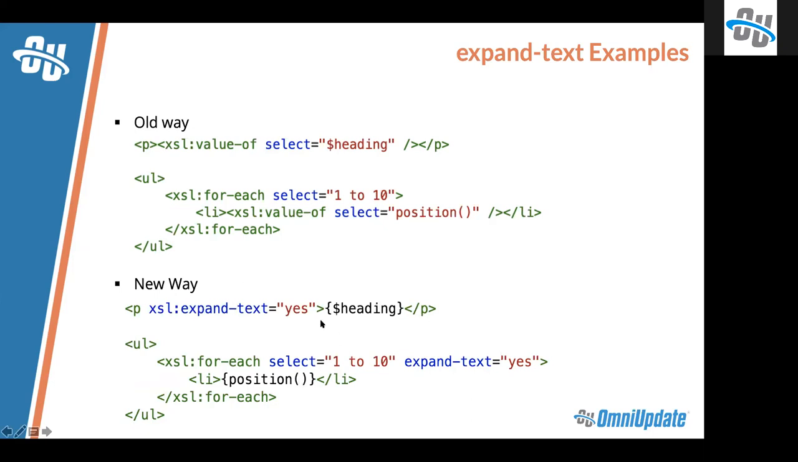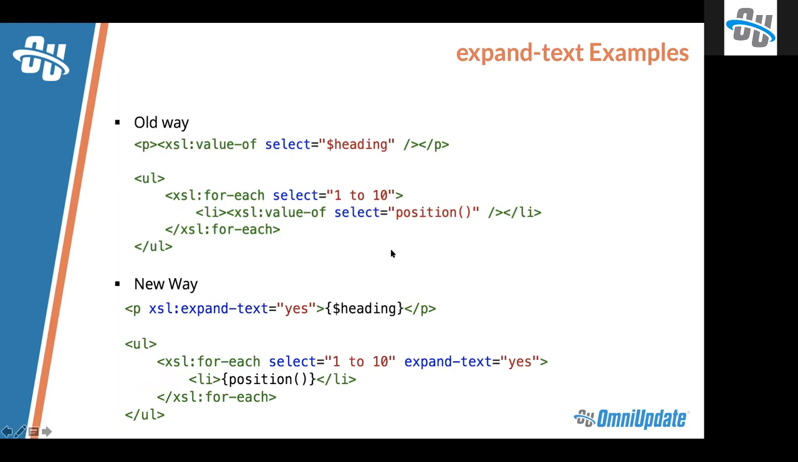It's pretty straightforward. It helps you make your XSL similar to how you output attributes, so it's very, very useful. But the biggest thing is that XSL value-of, if that's what you like to use, is still perfectly valid. Even if you set expand text to yes and then use value-of in the middle of it, that's perfectly fine.